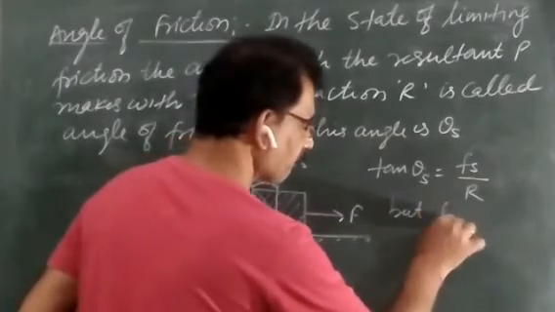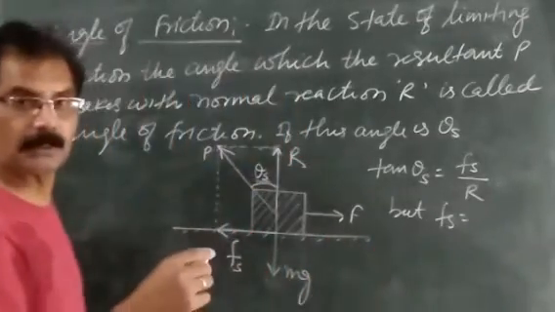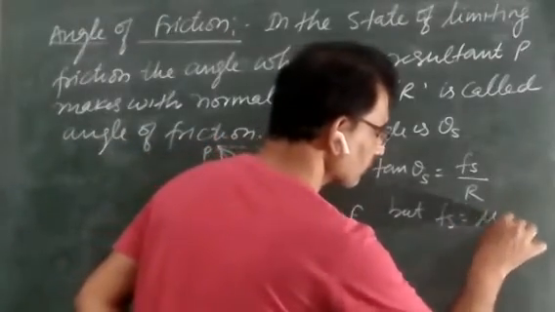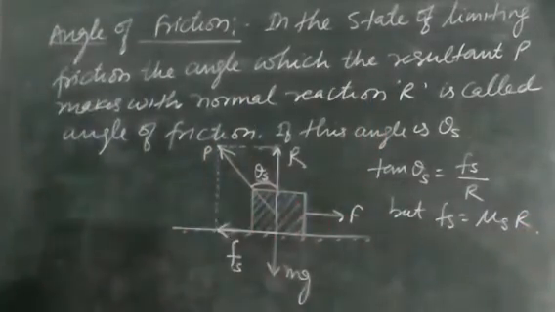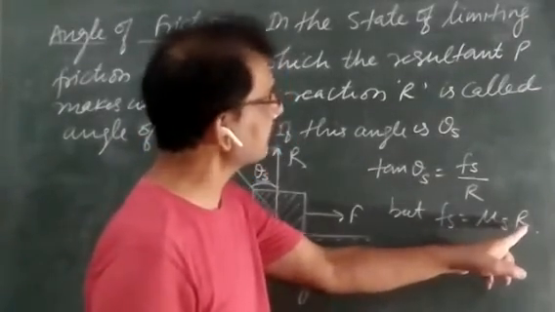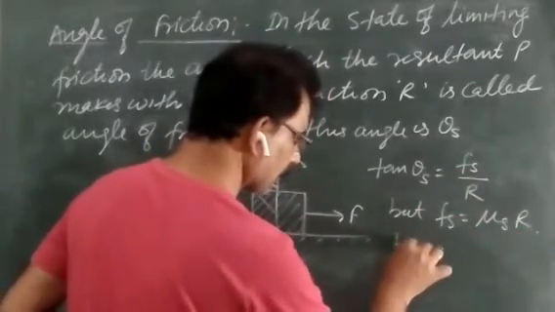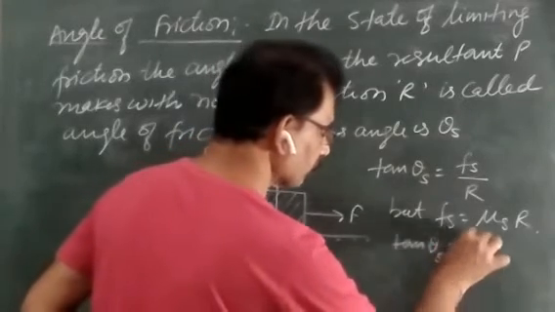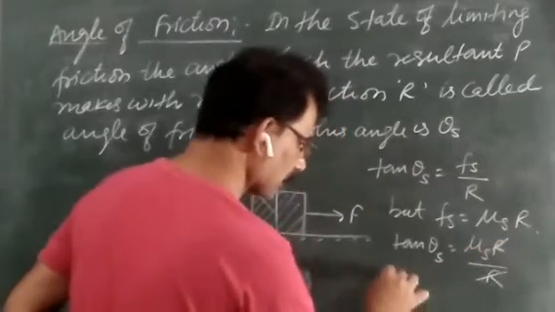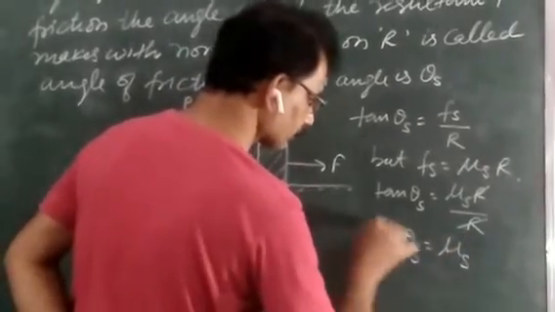But Fs, by the law of static friction and limiting friction, we have given here Fs is equal to mu s R. So by laws of limiting friction, you can write Fs is equal to mu s R. So you can write here in place of Fs, mu s R. So tan theta s is equal to mu s R upon R. Now R is cancelled by R, and you can write tan theta s is equal to mu s.